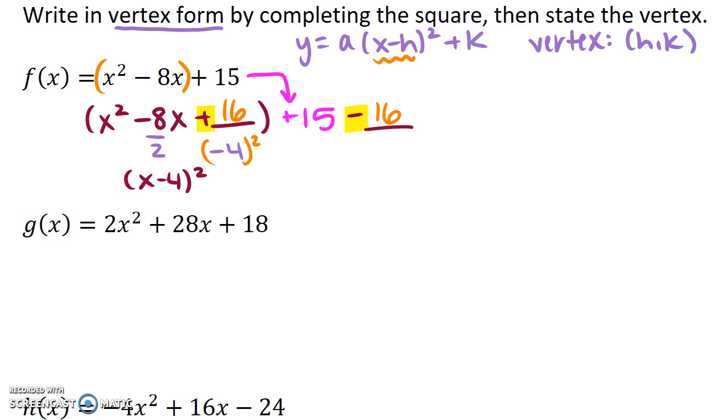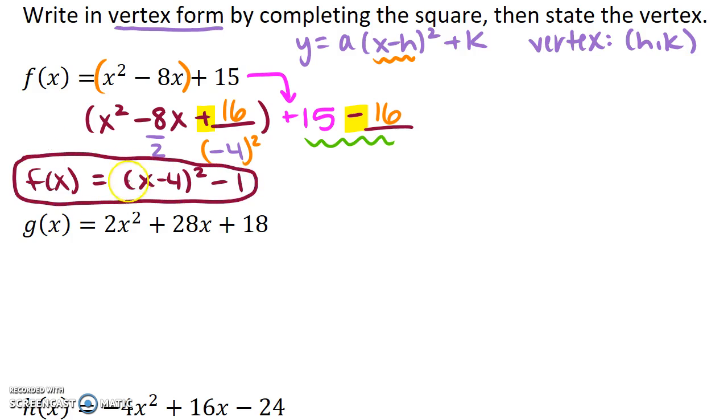But now on the outside, we're going to have to combine the values to get our k. 15 minus 16, that gives us negative 1. As you rewrite it, don't forget your f of x on the outside. So we just completed the square with an a value of 1. This isn't stretched or compressed or reflected. So that's our equation in vertex form. And our vertex for this one would be the opposite of whatever's on the inside, so positive 4, and then whatever's on the outside, negative 1.